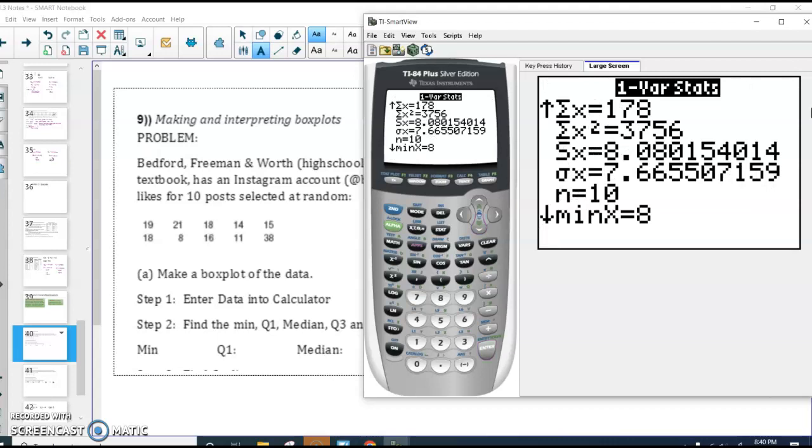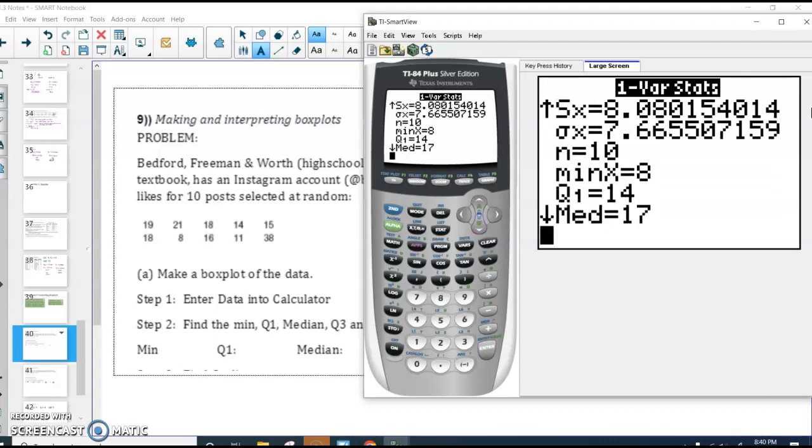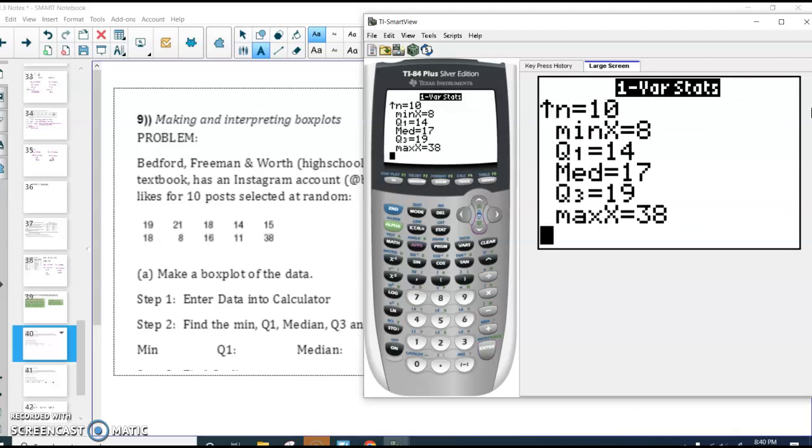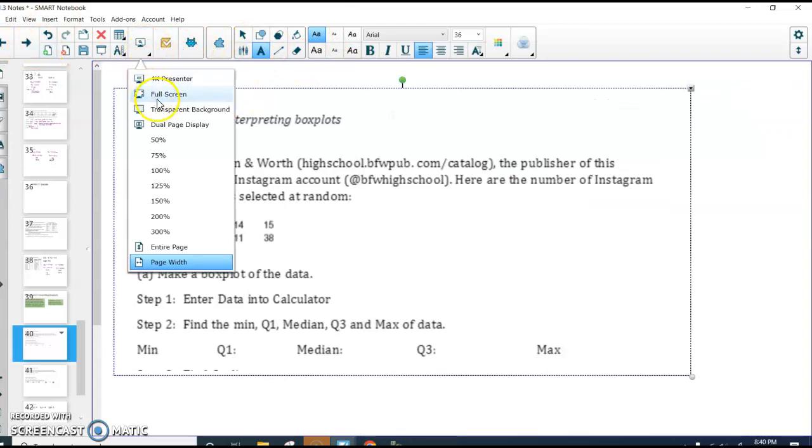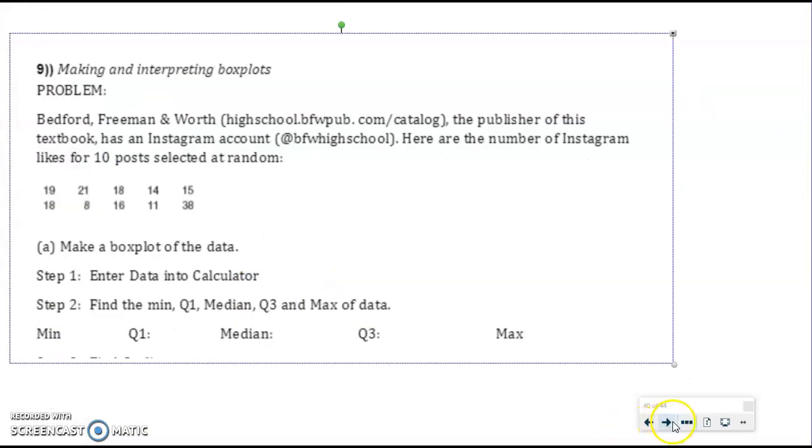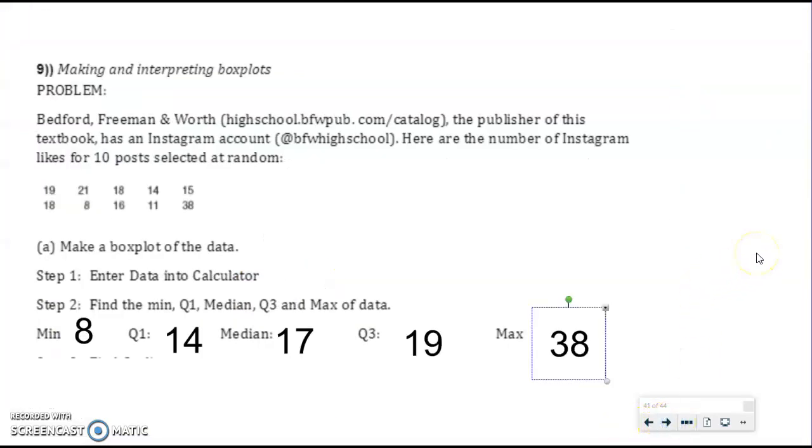So I'm looking for the 5-number summary. I'm looking for 8, 14, 17, 19, and 38. So I'm going to go back to my screen and write those values down. I got 8, 14, 17, 19, and 38. That's my 5-number summary.